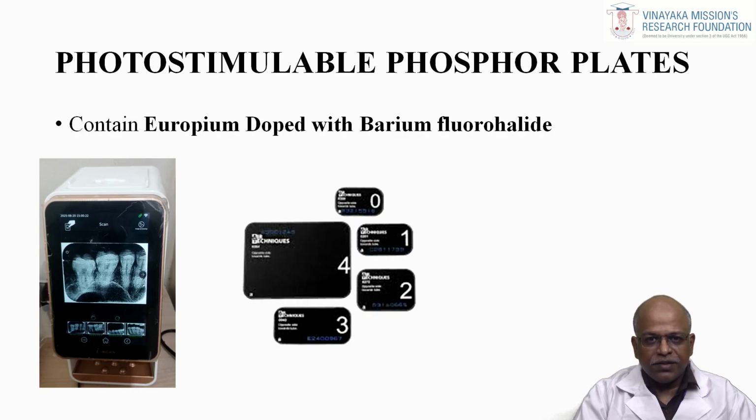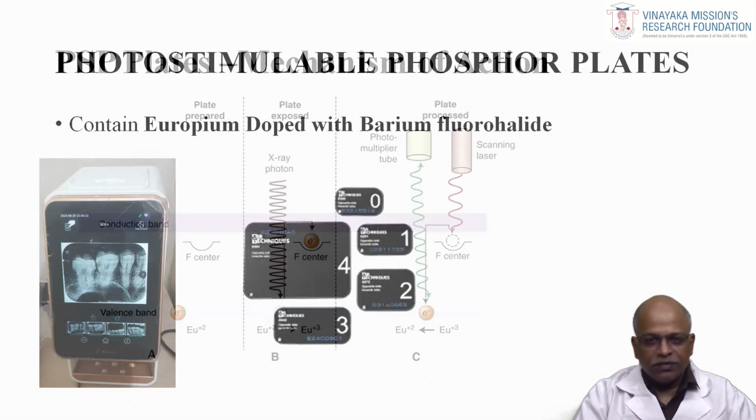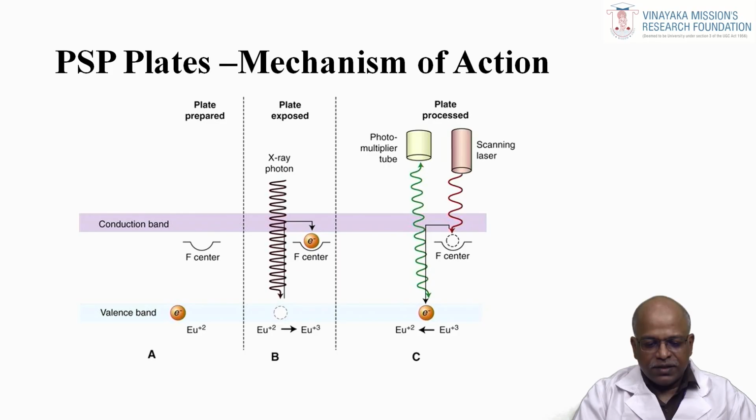It's a Woodpecker PSP machine available in the department. In PSP plates, when excited by X-ray photons, Eu2+ is converted into Eu3+ and the electrons are excited to the conduction band. And again, the valence electrons are transmitted to F centers.